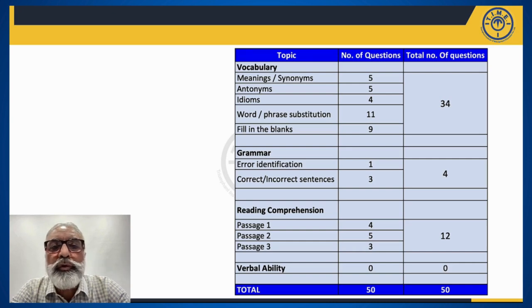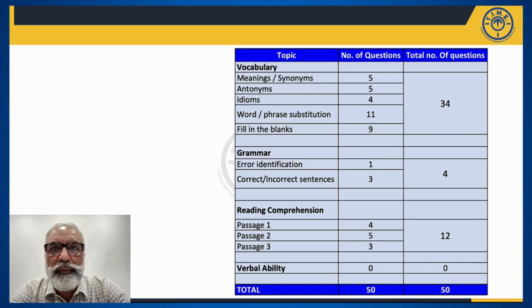There were 5 questions on meanings and synonyms, 5 questions on opposites or antonyms, 4 questions on idioms, 11 questions where you were expected to substitute an italicized word or phrase, and the fag end was brought in by the expectation to fill in the blanks with words. There were 9 questions. So 5 on meanings, 5 on antonyms, 4 on idioms, 11 on word and phrase substitution, 9 on fill in the blanks, a total of 34 questions in the sub area called vocabulary.